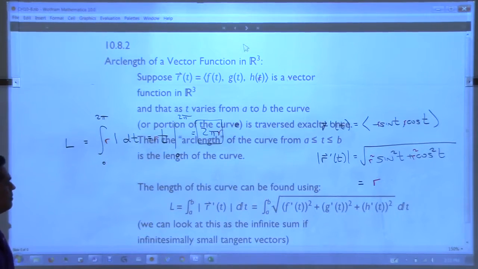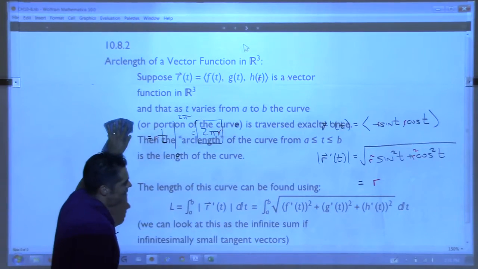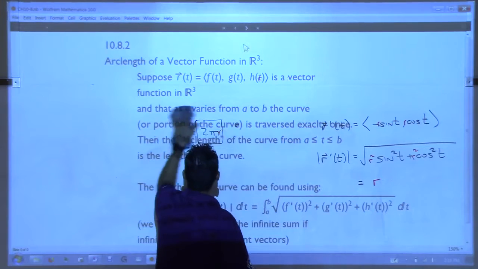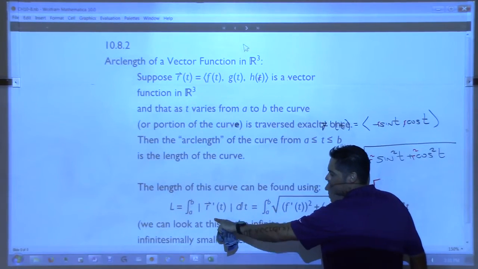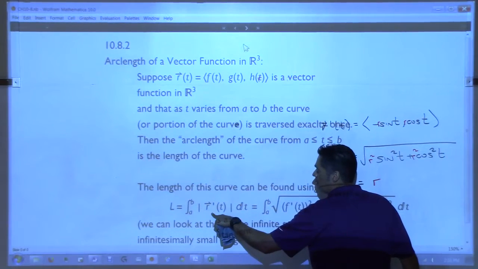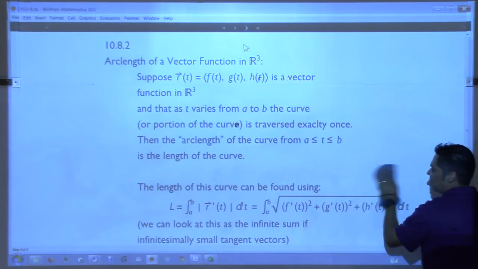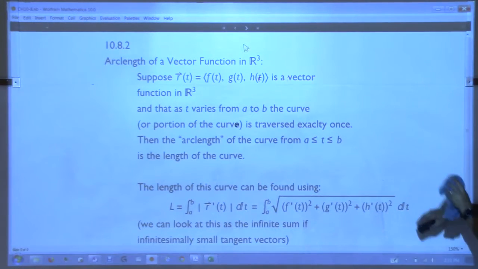All right, in three-dimensional space, what changes? Yeah, nothing really, just you have one more component to worry about, that's it. But in terms of the computation, it's exactly the same. It's the definite integral of the magnitude of the derivative of the vector function r. So it doesn't matter, you're still measuring that length of that tangent vector.